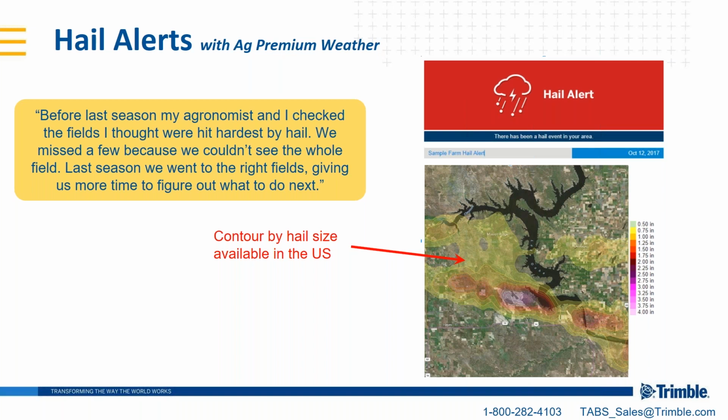And the way it works is that if there is a field boundary inside this contour, then you will get an alert. If all of your field boundaries are outside of these contours, then you will not get the alert.